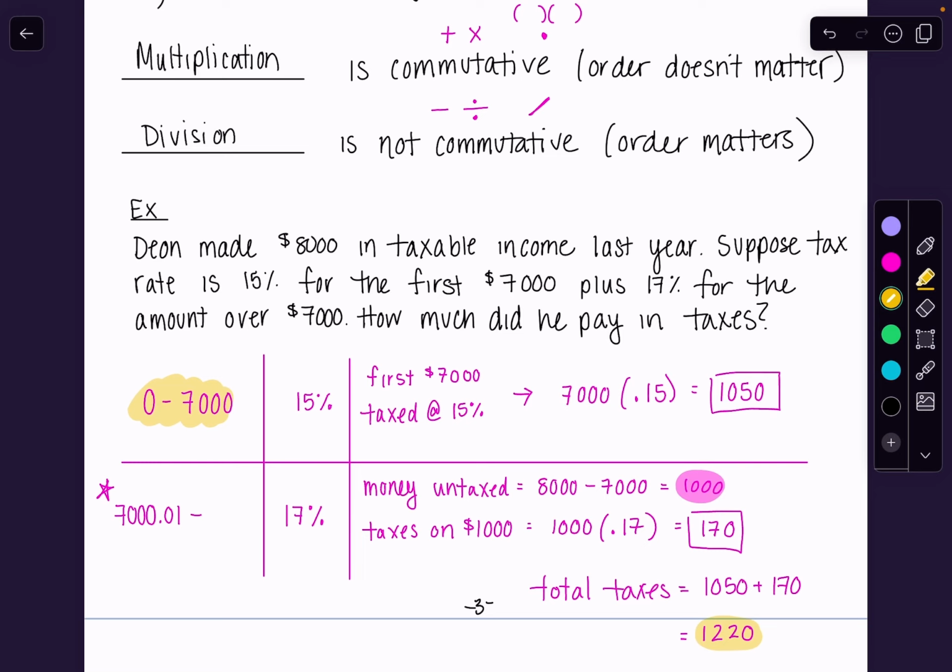But if there was another category to just kind of give you an idea, maybe this went to $10,000. And then you had a third category, like $10,001 to so on. If you made 12 grand, the first 7,000 would be taxed at 15%. Then within this bucket is $3,000. $3,000 would be taxed at 17%. And then if you made 12,000, you have $2,000 more untaxed. That would be taxed at whatever this rate is.